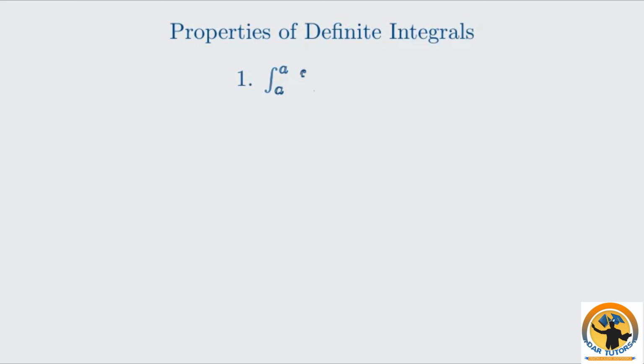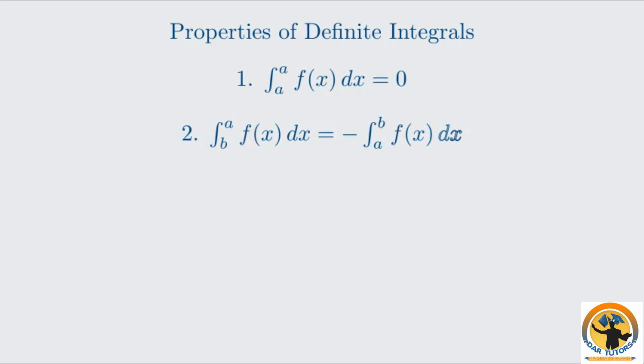The fundamental theorem of calculus also gives rise to several useful properties of definite integrals. Let's review these properties. First, the integral from a to a of f of x dx is 0. This makes sense graphically, as the area of a line segment is 0. Second, the integral from b to a is the negative of the integral from a to b. Reversing the limits of integration changes the sign of the integral.